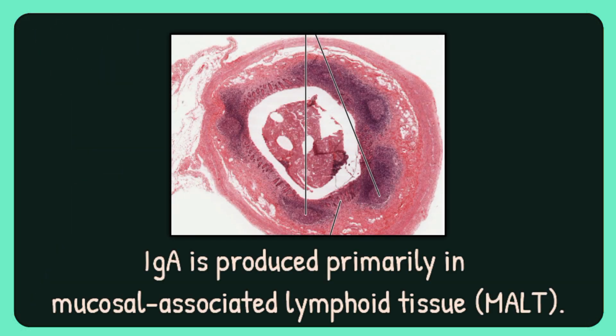IgA is mainly produced in MALT. That's the mucosa-associated lymphoid tissue, including the tonsils, Peyer's patches, appendix, and other mucosal sites. B cells in MALT become plasma cells that secrete dimeric IgA to protect mucosal surfaces.